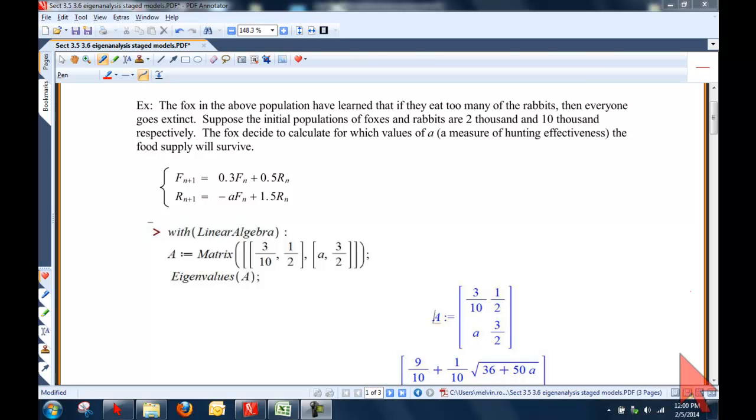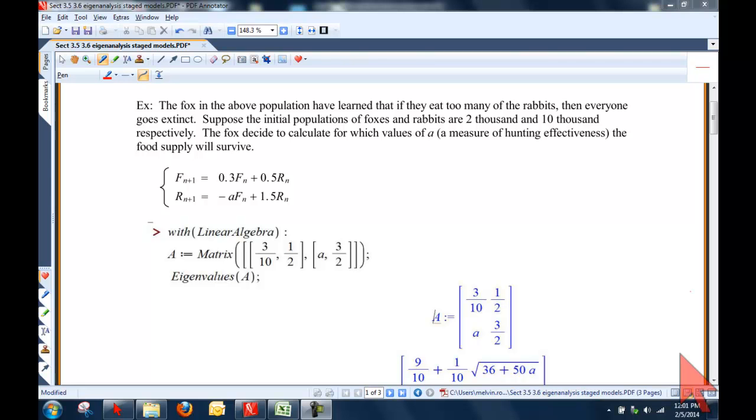So let's look at this fox and rabbit population one more time, and then we probably better lay it to rest. I think the fox are getting a little tired of us spying on them. The fox in this population have learned, and we've seen from simulation, that if they eat too many rabbits, then everybody dies. The rabbits die, and therefore the fox starve.